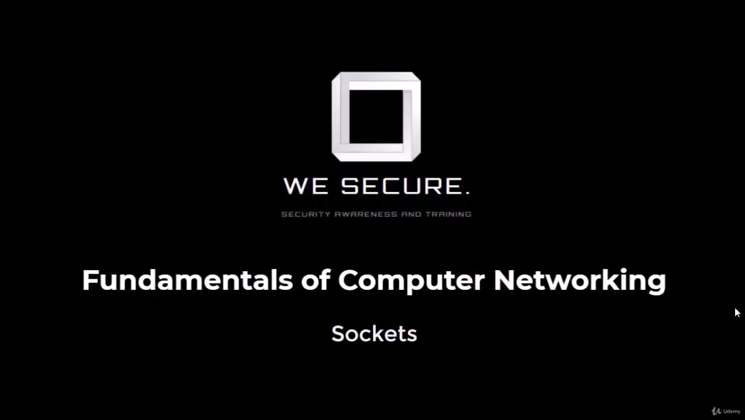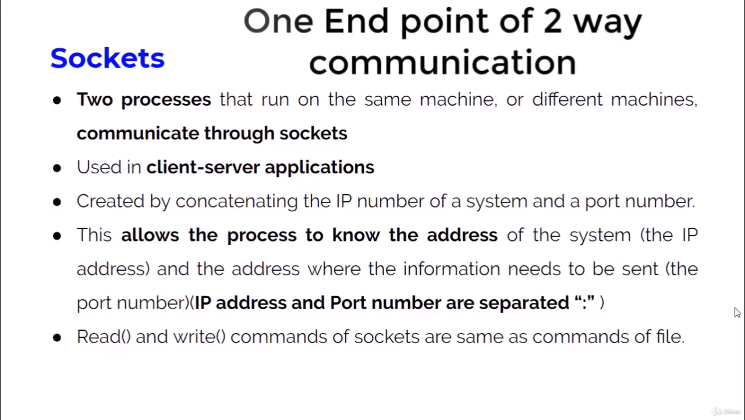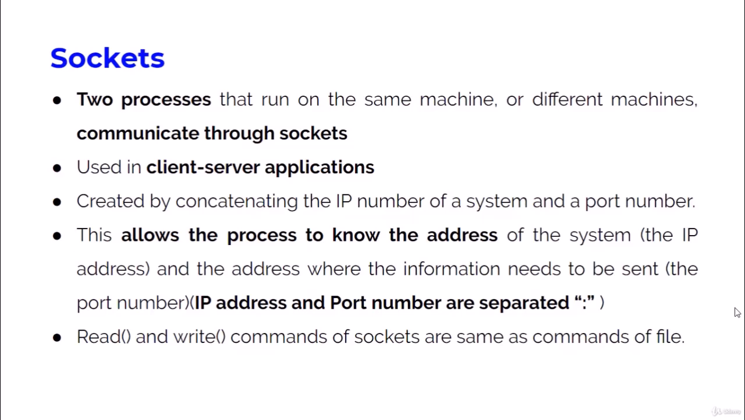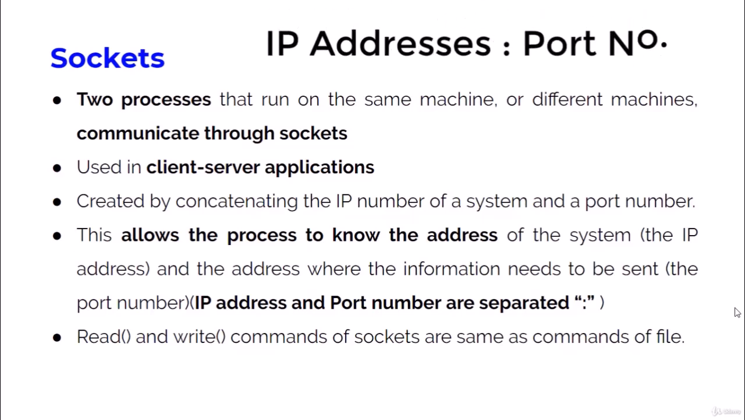Let's start with a new section, Sockets. In this section, you will learn about the basics of sockets. A socket is one endpoint of a two-way communication link between two programs running on the network. A socket is bound to a port number so that the TCP layer can identify the application that data is destined to be sent to. An endpoint is a combination of an IP address and a port number.